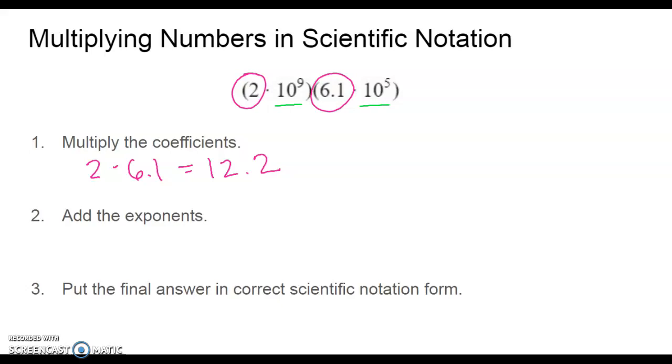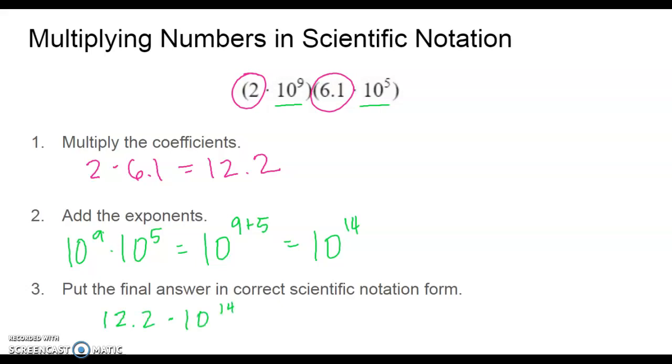When we multiply two numbers with the same base, we need to remember that we add our exponents. So 10 to the 9th times 10 to the 5th is like saying 10 to the 9 plus 5th power, which would be 10 to the 14th power. So now my final answer is 12.2 times 10 to the 14th power.